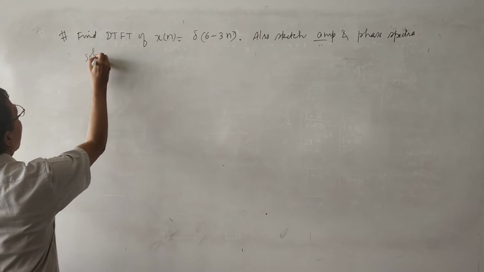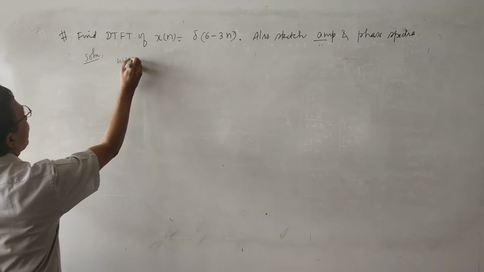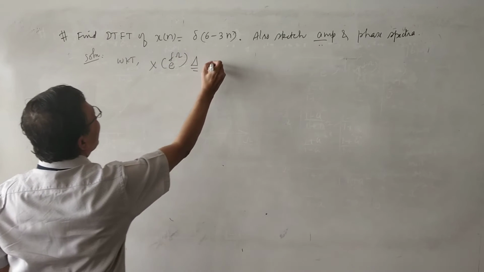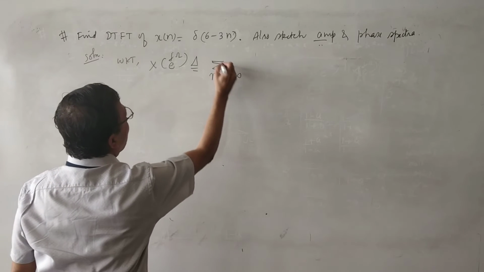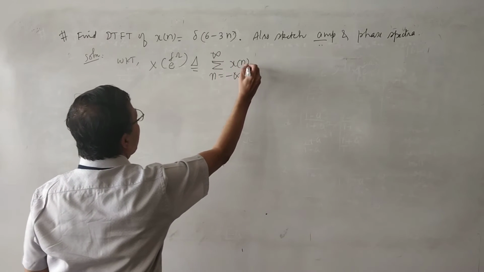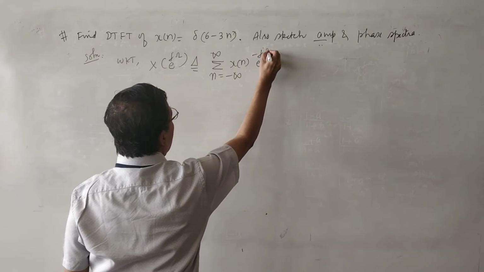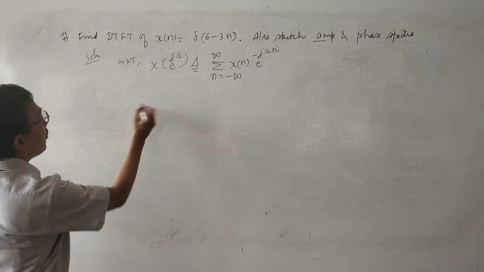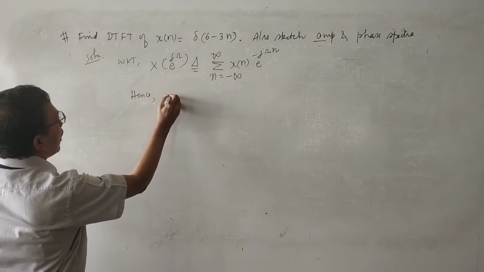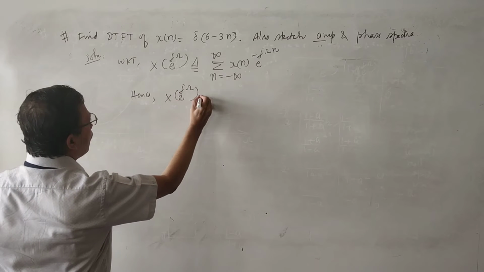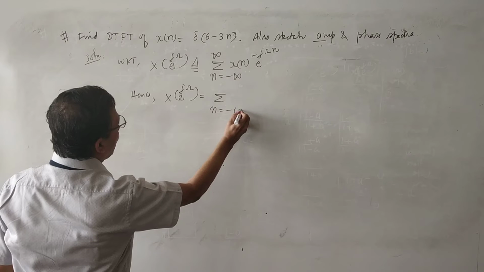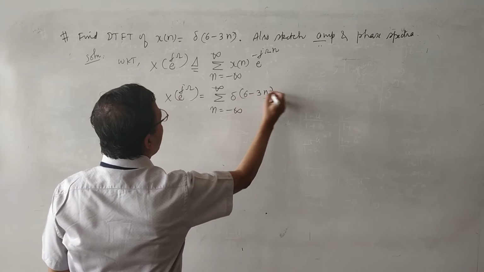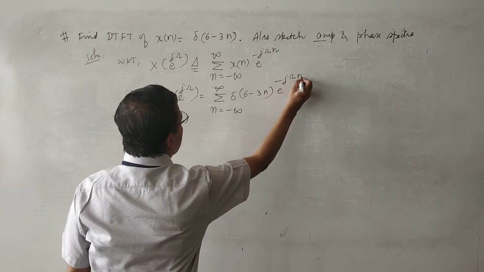Solution. We know that X of e power j omega by definition is summation n equals minus infinity to plus infinity x of n into e to the power minus j omega n. What is x of n? Delta of 6 minus 3n. Substitute that. Hence, X of e power j omega is equal to summation n equals minus infinity to plus infinity delta of 6 minus 3n into e to the power minus j omega n.